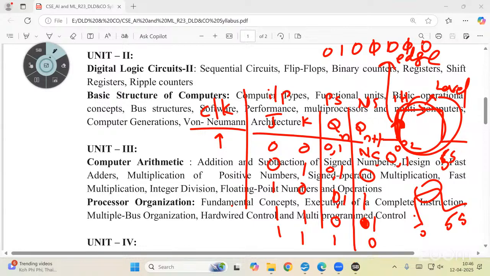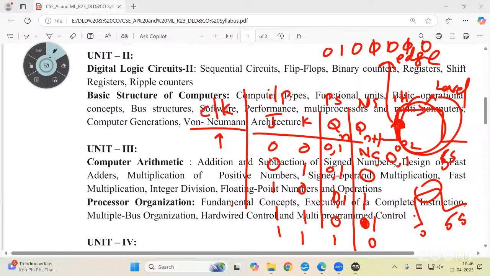What is the meaning of toggle? Changing the output from 1 to 0 or 0 to 1. If it is 0, it becomes 1; if it is 1, it becomes 0. So that is called toggle. Next, the D flip-flop. The D stands for data. This D flip-flop can be derived from the SR flip-flop.